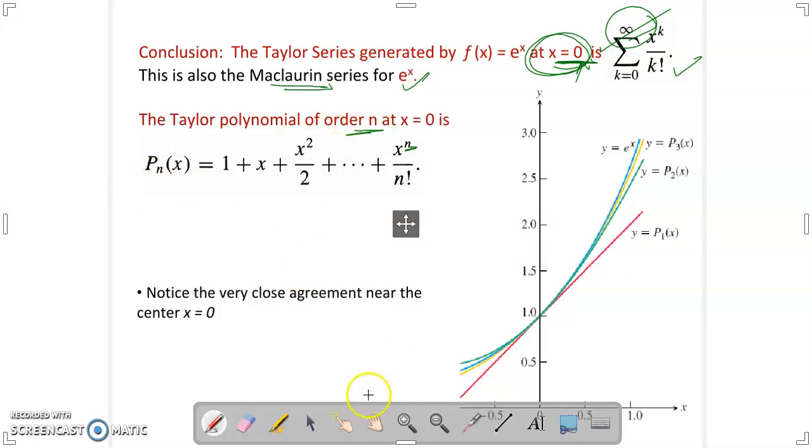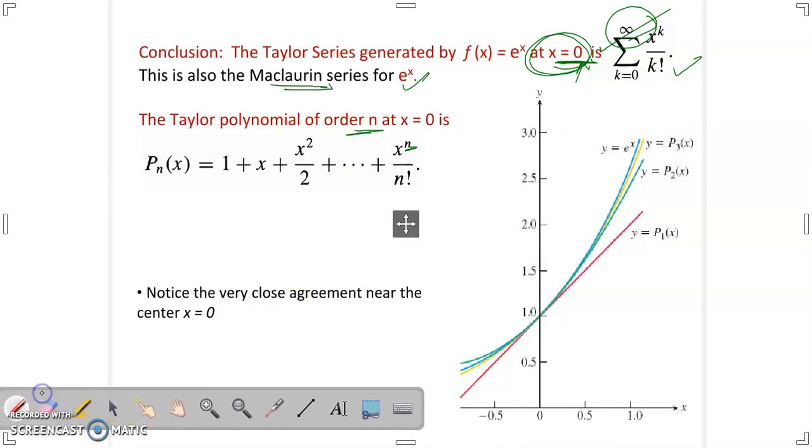And you can see that near this one, notice that this is e to the power x, this blue one. And then you see p1 of x is this straight line. p1 of x will be 1 plus x. p2 of x will be 1 plus x plus x square by 2. And you see that they are in close agreement near the center. These curves, the Taylor's polynomials of different orders, are very close to the actual curve defined by y is equal to e to the power x.